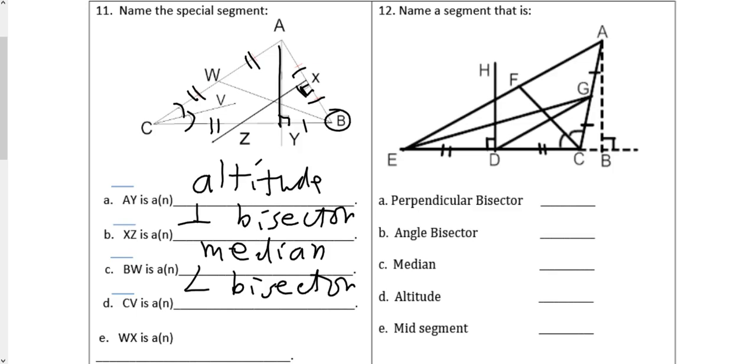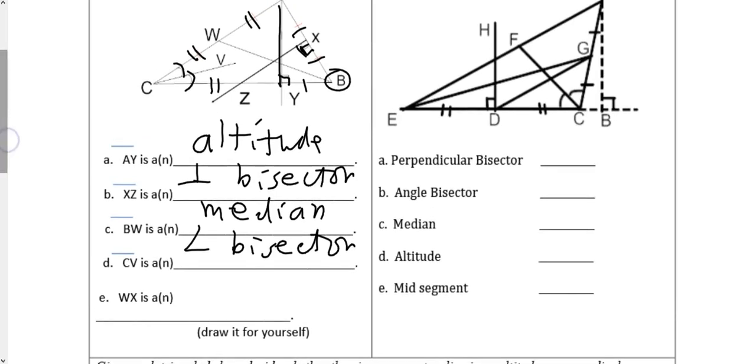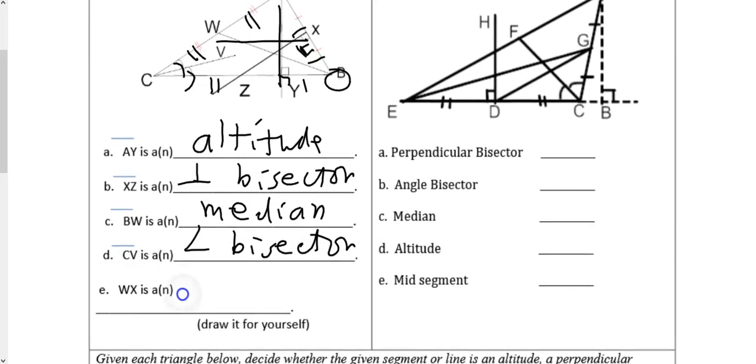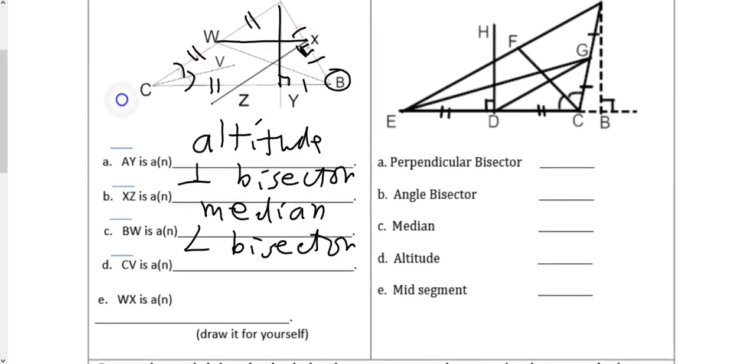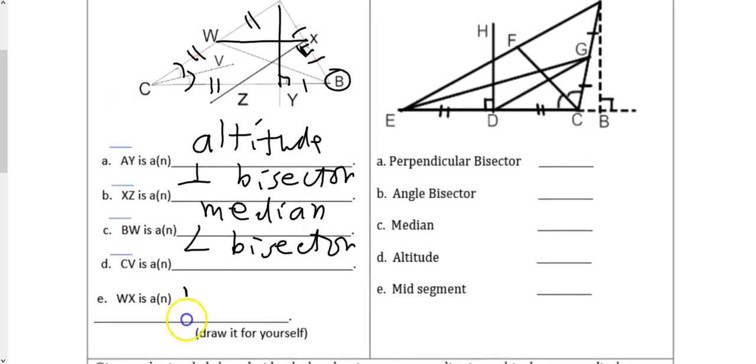And WX, draw it yourself. WX, if I could actually make it work. There we go. WX, well, since X we know is a midpoint, and also W is a midpoint, it's connecting two midpoints. So that makes it a midsegment.